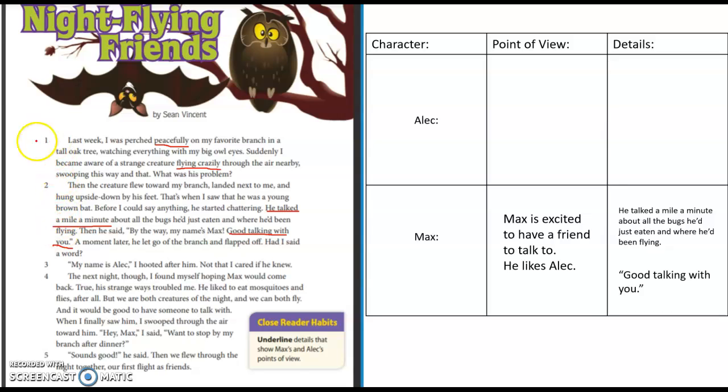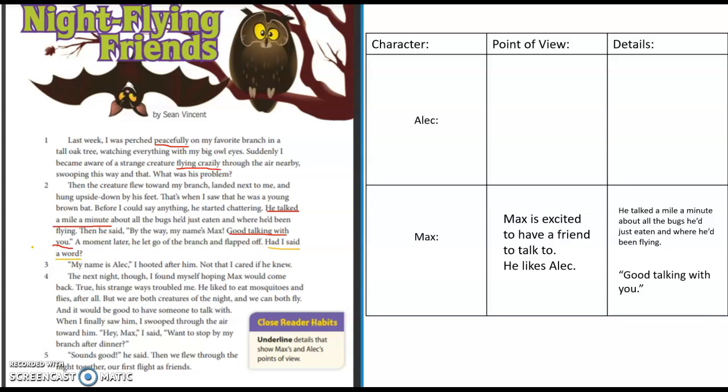Oops. It seems like Alec feels a little differently about Max. As we were reading the first half of this story, again, he says that he's perched peacefully. He says the bat is flying crazily. He says, had I said a word? So let's see what happens at the end of the story.